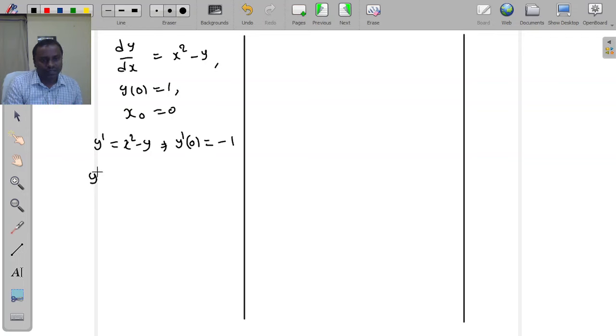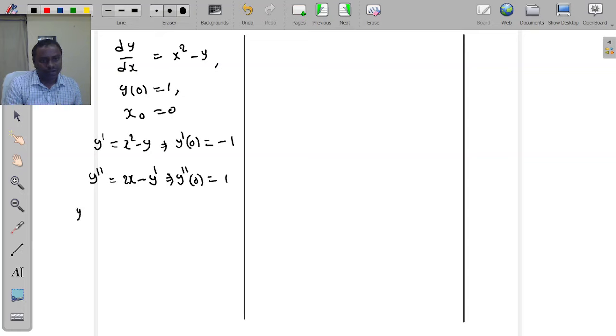Similarly, what is the y double dash? Differentiate with respect to x: 2x minus y dash. Again, y double dash of 0, substitute x equal to 0. Now y dash becomes minus 1, so minus of minus 1 will become plus 1.